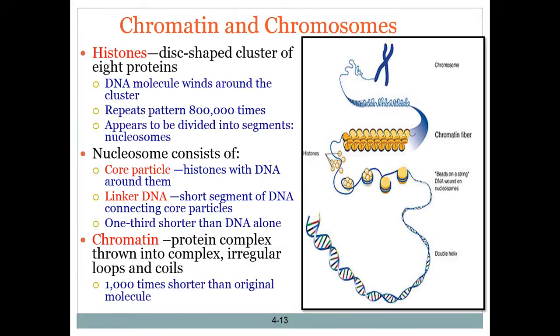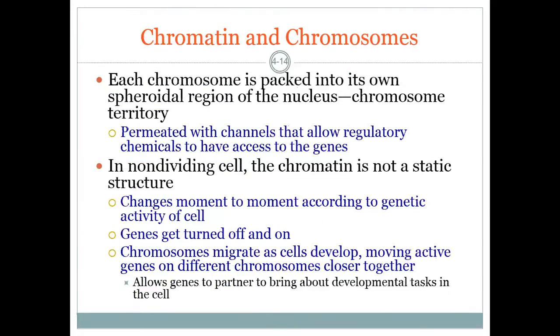Each chromosome is packed into its own region called the chromosome territory, permeated with channels. Now, when a cell is preparing to divide, it copies its entire nuclear DNA. Each chromosome is made up of 2 sister chromatids. Then they coil even further. Now, these chromatids are visible in the light microscope. In early cell division, a chromosome is compacted to its greatest extent.